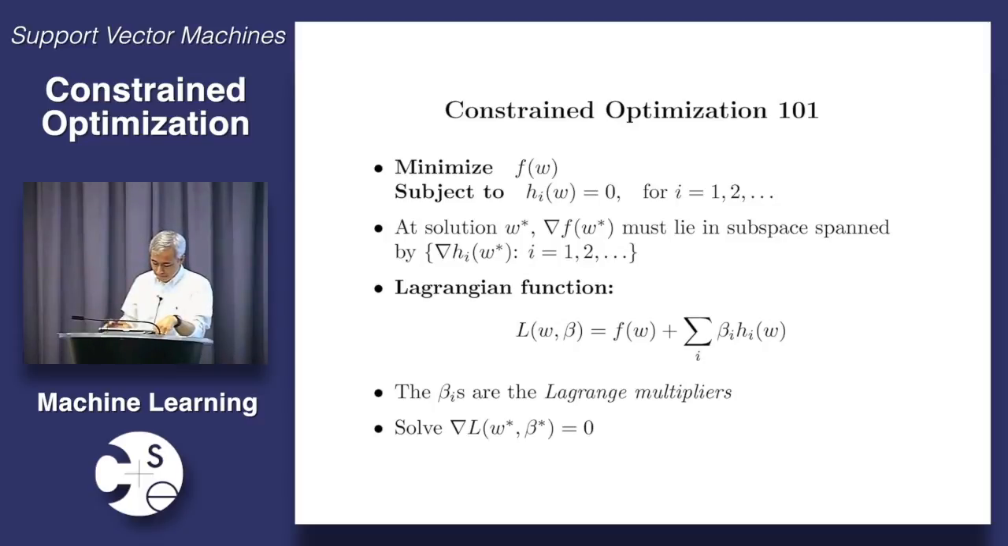Okay? So this is the problem that we have to solve. We want to minimize some function f of w subject to a set of constraints h_i of w equal to 0. Right? h_i is any function. I just have a whole bunch of these, right? Each one of them is a constraint, and I can always express the constraint as some function being equal to 0.